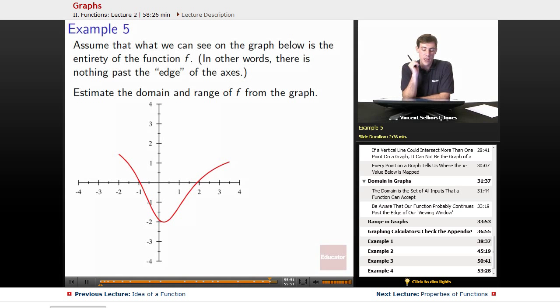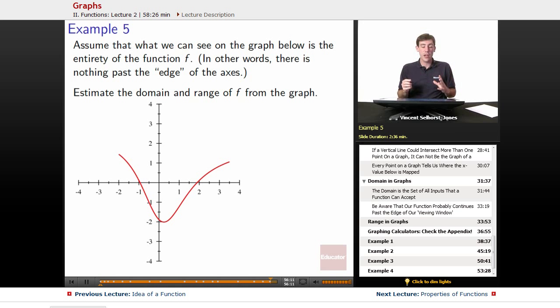Assume that what we can see on the graph below is the entirety of the function f. So in other words, there is nothing past the edge of the axes. We're looking through that window, but we've been told there's nothing interesting past the edges of the window. So this graph here is the entirety of the function f. Now we want to estimate the domain and range of f from the graph.